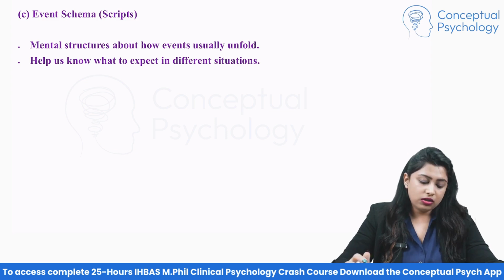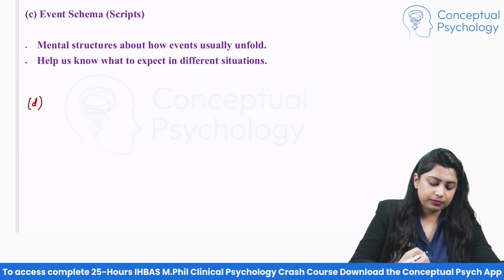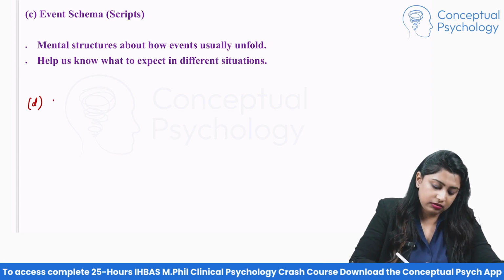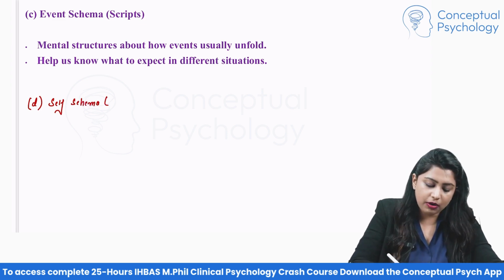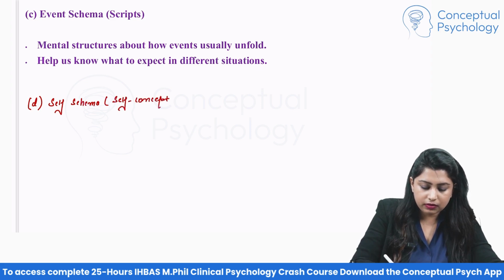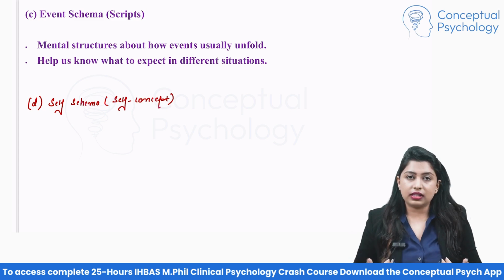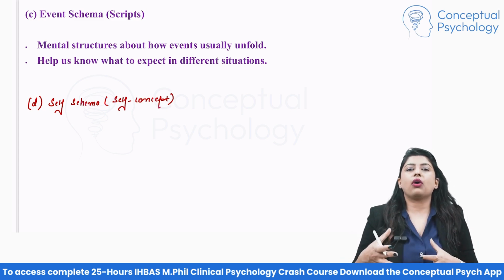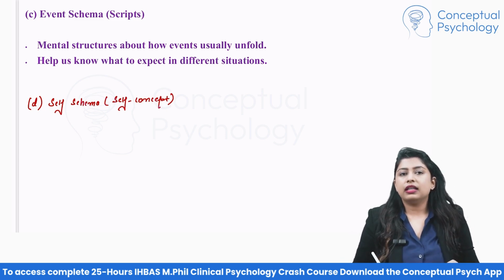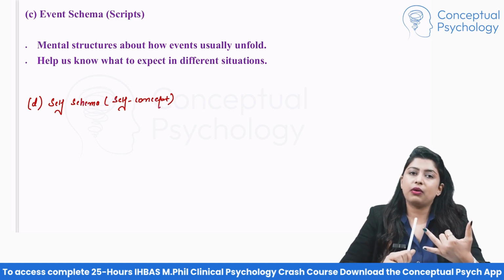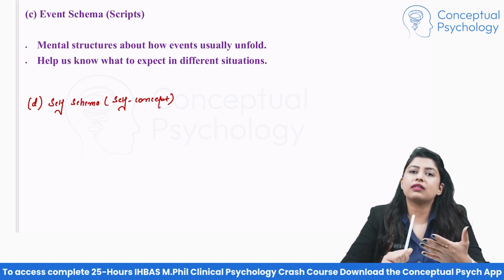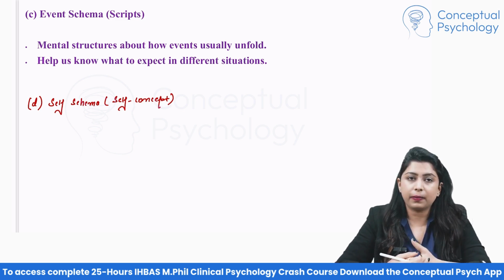Now, there is also another kind of schema, which is the self-schema. The self-schema is about your self-concept. So these are the frameworks we hold about ourselves. These are similar to the concept of self-concept. These include the beliefs about strengths, about weaknesses, about personality and identity, right?